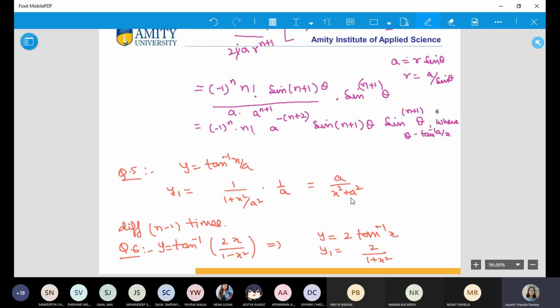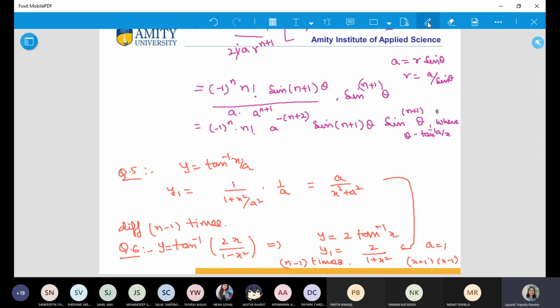Now here what is the difference between this and this? Here your a is 1, that's all. So when you break it, you will break it as x plus i and x minus i. Rest everything will be the same. This is y1, so you will differentiate it n minus 1 times. I am telling you all this because by knowing one question, you can solve many such questions. Is this okay? Understood how to tackle all this? Yes, ma'am.